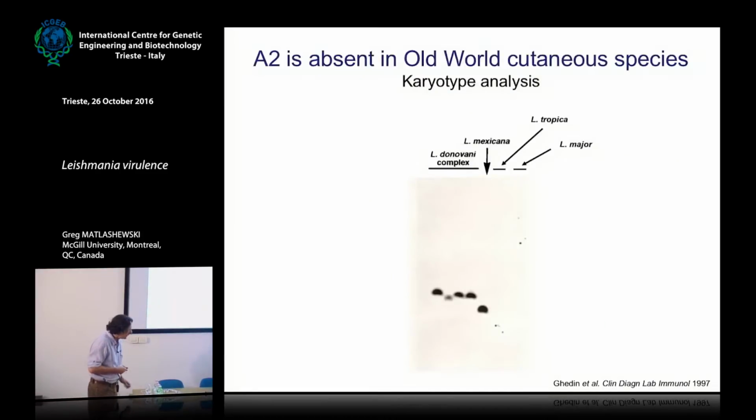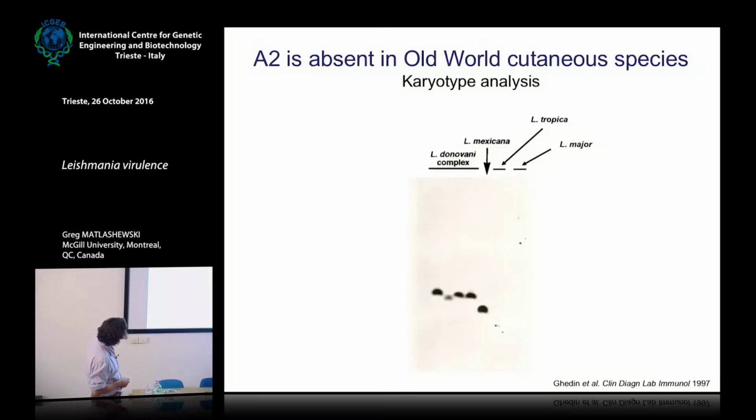So one of the other things that was interesting, we originally cloned the gene from Leishmania donovani. We were more interested at the time in visceral leishmaniasis. But we wanted to see if this gene was also present in other strains of Leishmania. And this was a karyotype analysis, where you do a blot on whole chromosomes, and you could see that in L. donovani, these are different strains of L. donovani, we see the gene is present.